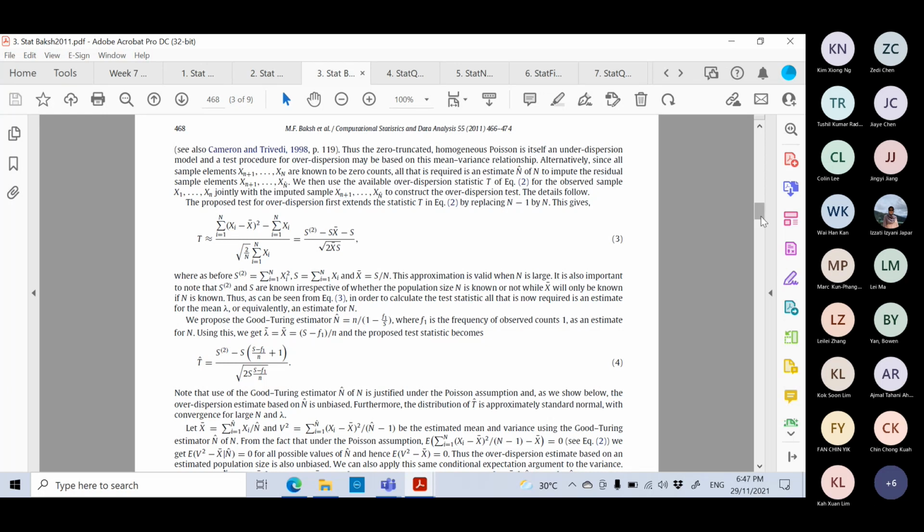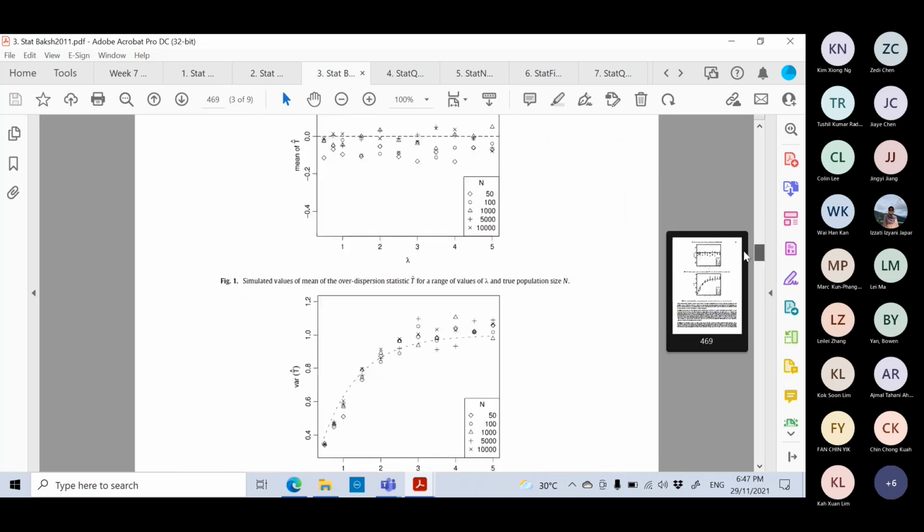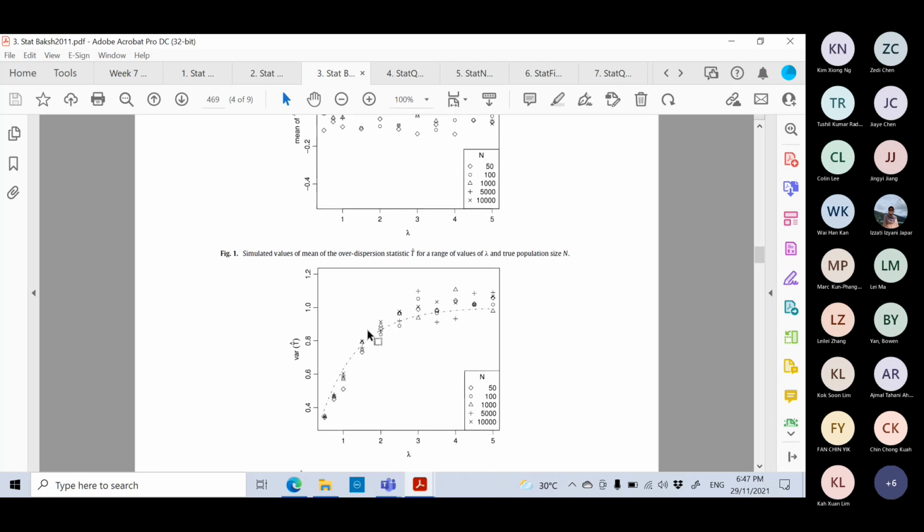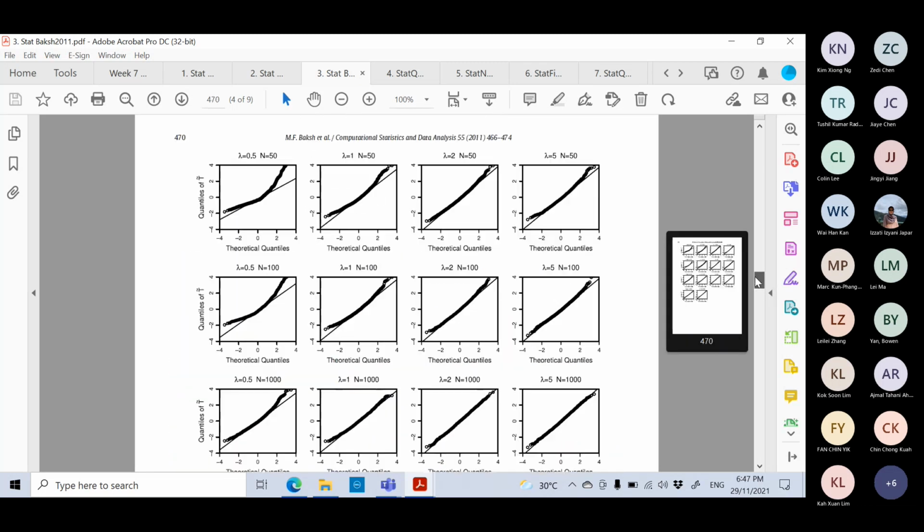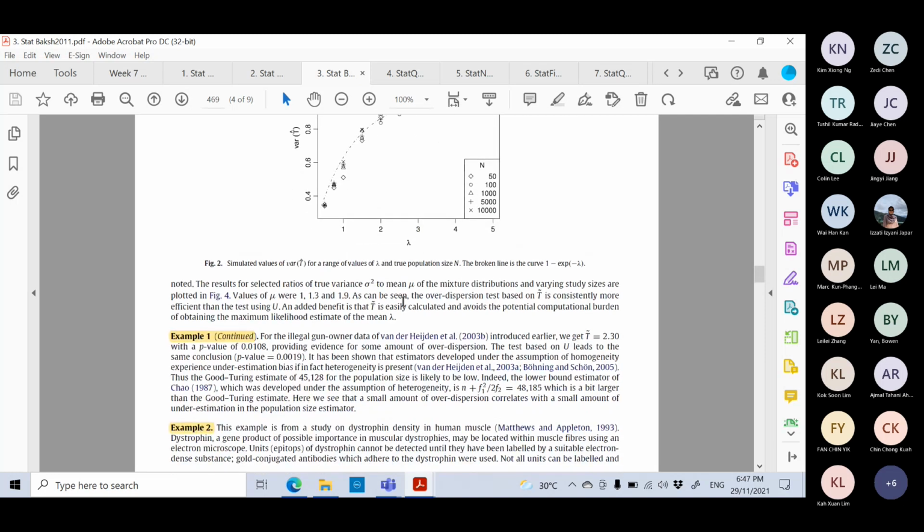Okay, so here, of course, on the methodology side, they will tell you they do the simulation to find what the distribution is, what the mean is, and so on for that particular test statistic. Okay, but we are not interested in this. In this paper here, their idea is to propose the test, so therefore they use 4 different sets of data. Okay, for the first data they used the illegal gun owner data from this particular paper, and then they justify their techniques using the following hypothesis.